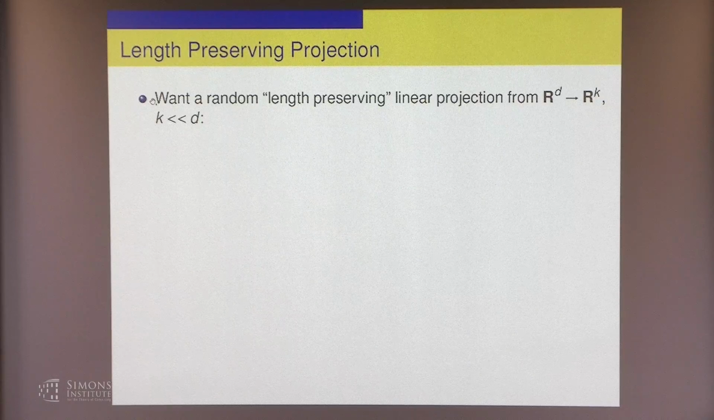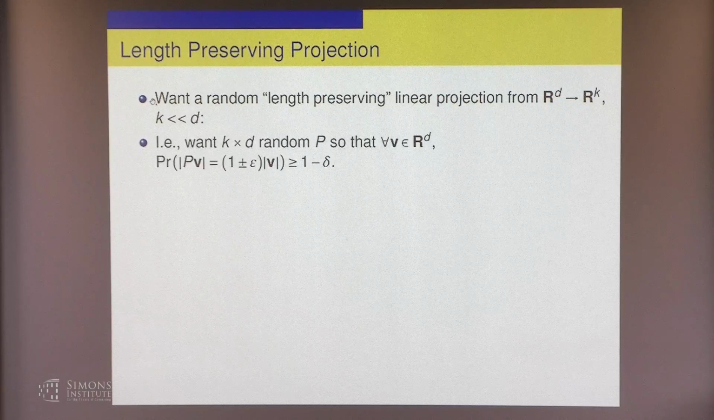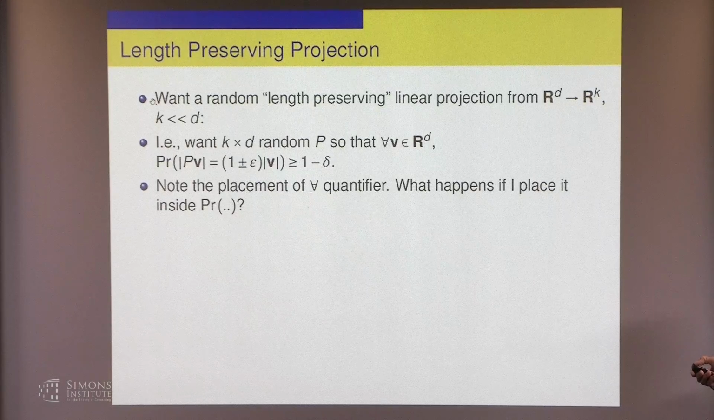Okay, length preserving projection. We want a random length preserving projection from D-dimensional space to a much smaller dimensional space. So we'd like a random matrix P so that for every vector V, the length of PV is approximately the length of V. I'd like to draw your attention to the placement of the quantifier here. I put the "for all V" in front of the probability. That means for each individual V, this is the probability. And if you want to say this for many V's, you have to take the union bound, and you have to pay in probability.